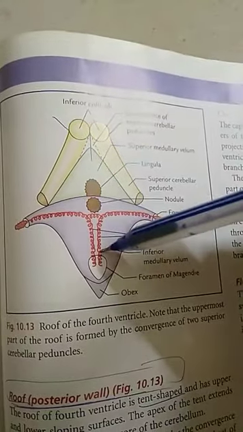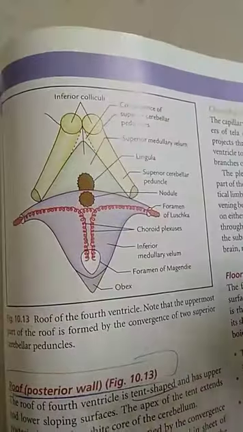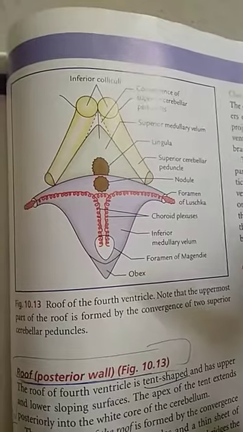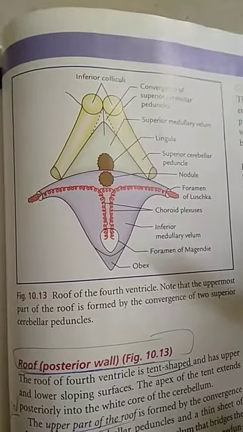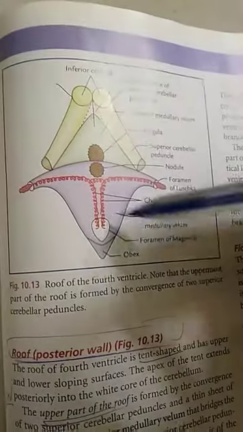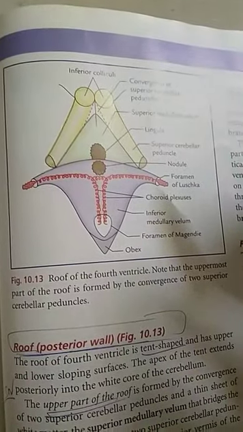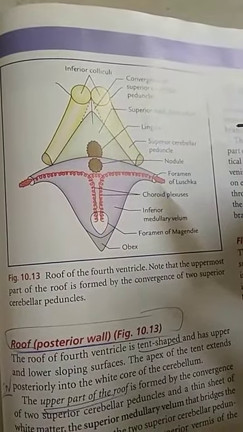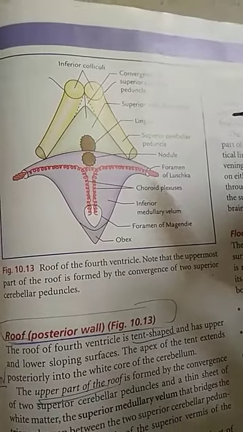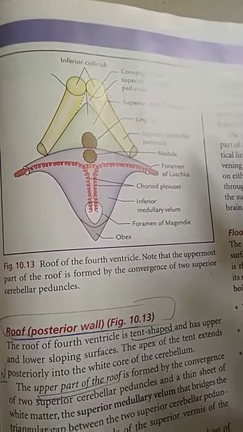Sometimes there are chances of blockage of these openings in the roof of the fourth ventricle. They could be blocked by a tumor, or by the fibrous adhesions which occur in the subarachnoid space in meningitis. If these openings are blocked, CSF cannot escape from the ventricular system, which leads to excessive accumulation of cerebrospinal fluid in the ventricular system. This condition is known as internal hydrocephalus.